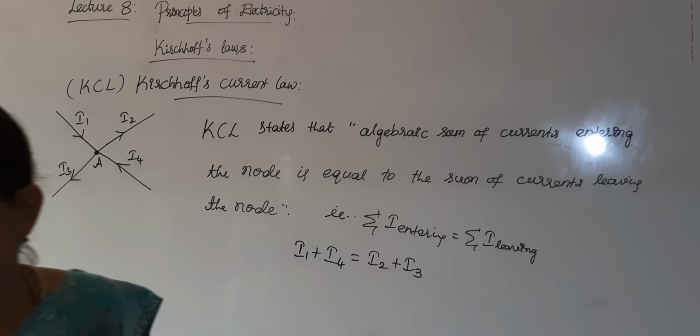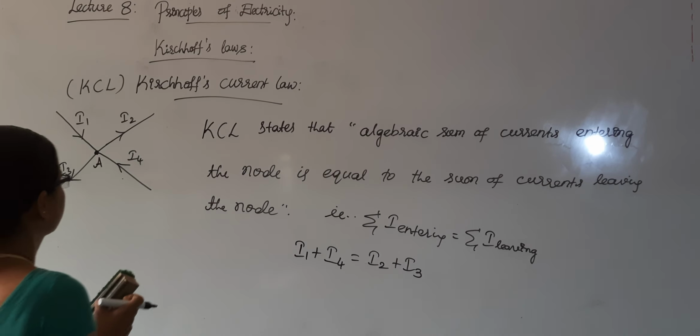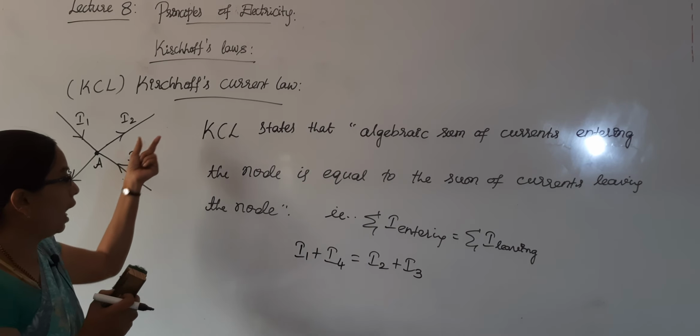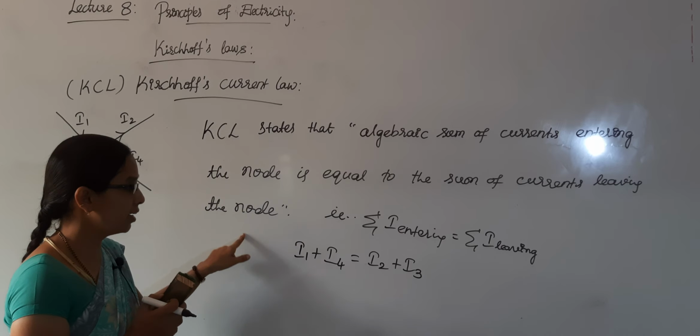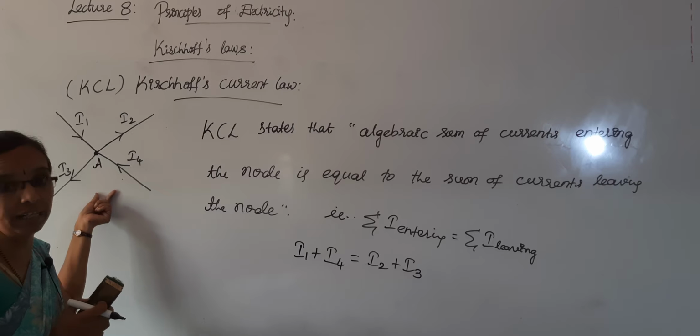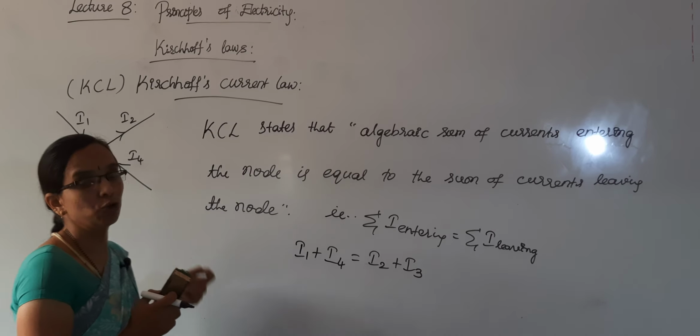And the next one is KVL. If they ask to state and explain KCL, you have to write the statement along with the expression, and also explain with the diagram. Then only you will get 2 marks completely.